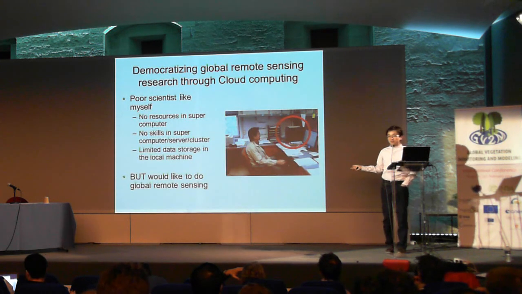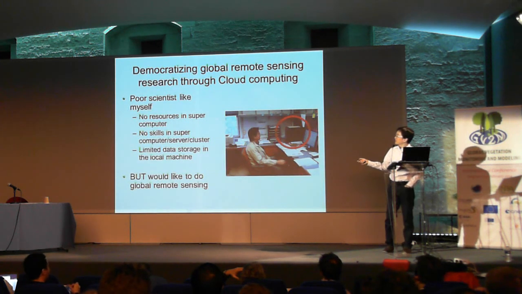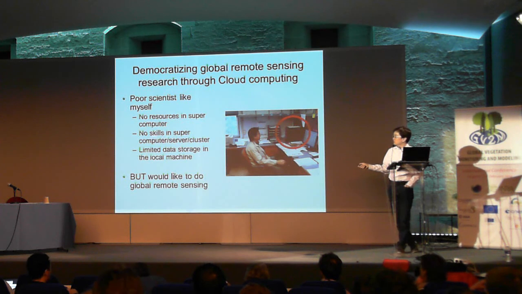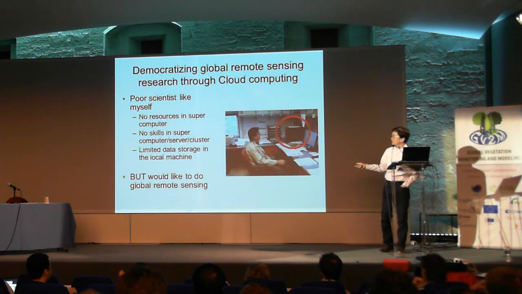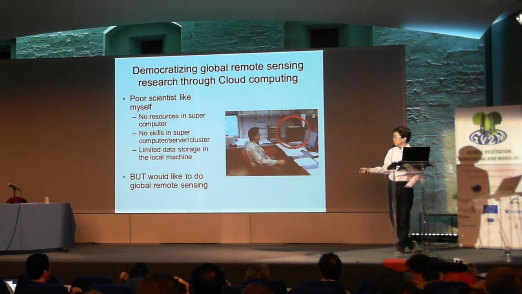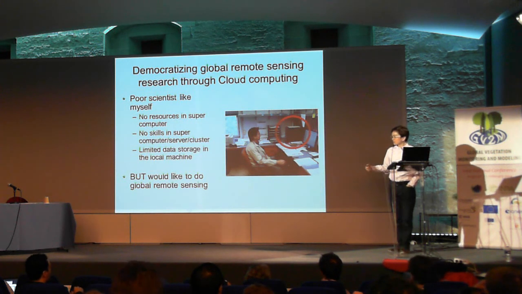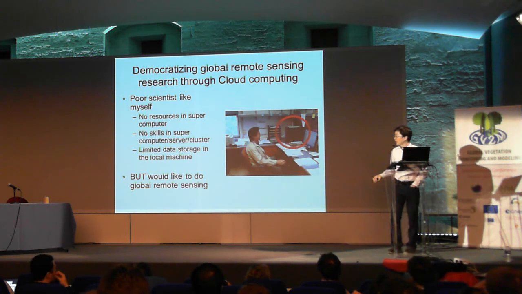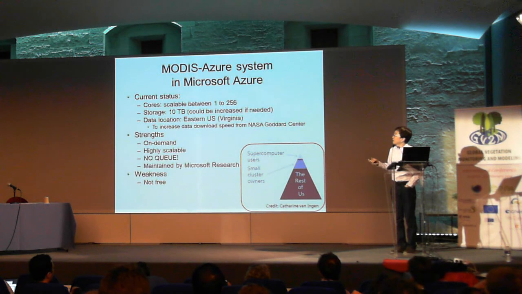And, oops. Well, I was poor. Poor scientists like myself had one single PC, no resource in supercomputers, and no skills in supercomputer or server or cluster, and very limited data storage on the local machine, I think less than 1 terabyte. But we would like to do the global remote sensing that I showed you. Now, how to do that?